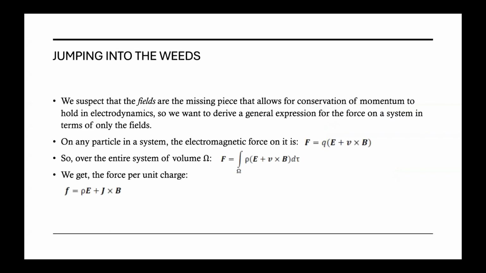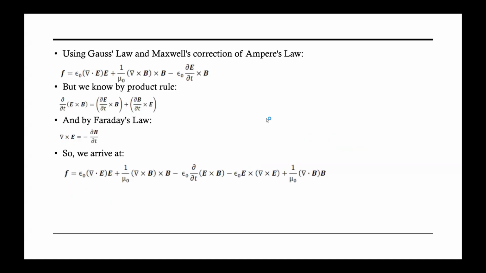So we suspect that the fields are what allow for conservation of momentum to be maintained. So we want to get the general force equation into terms of only the field and see what we can derive from there. And so we start with this general equation integrated over a system omega, any system omega. And we see that this rho v can be substituted as J, just generally. And this J and rho can be substituted in by Gauss's law and Maxwell's correction for Ampere's law. And so this would get us an equation consisting only of fields and time derivatives of fields. And so then we get that substituting those equations in gives us this equation.